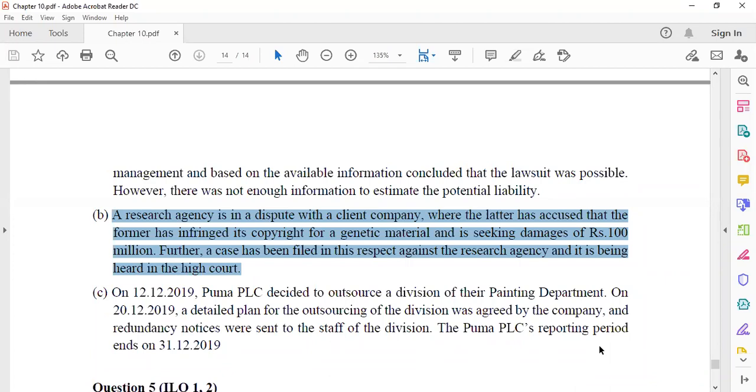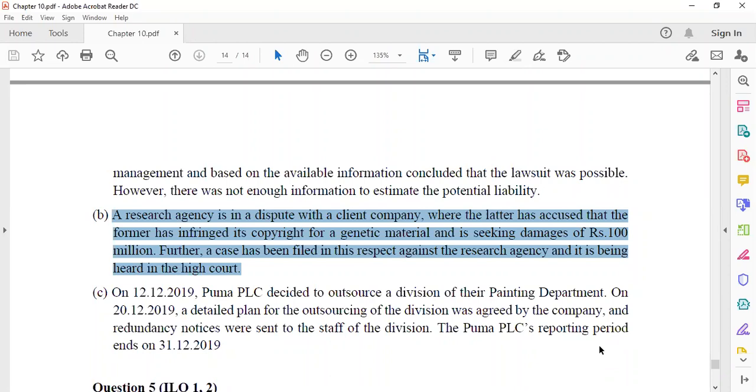On December 12, 2019, the Puma PLC decided to outsource a division of their painting department. On 20th December 2019, a detailed plan for the outsourcing of the division was agreed by the company and redundancy notices were sent to the staff of the division. Now we are going to lay off the employees, and you have given the redundancy notices as well.